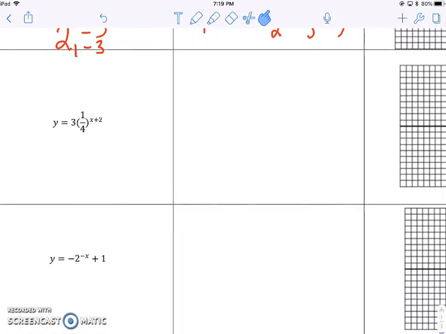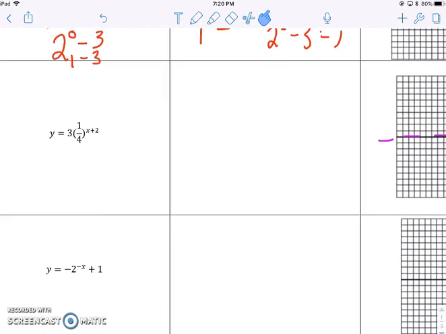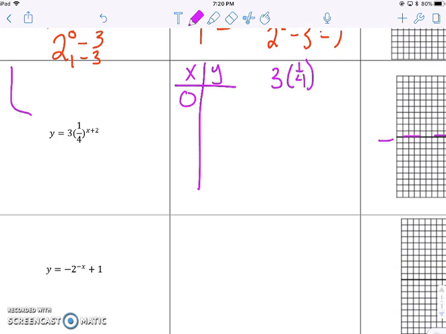So what about this next one? 3 times 1/4 to the x plus 2. Well, we don't have a big +1 or +3 anything, so that means our asymptote has to be at 0. Let's see, it's 1/4, so it's going to be a swoop that's going down. So let's make a table here. What do we get when we plug in 0? So 3 times 1/4 to the 0 plus 2. So 3 times 1/4 squared. We have to square the top and bottom, so 3 times 1/16. So that's 3/16.